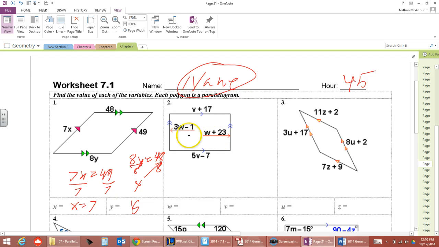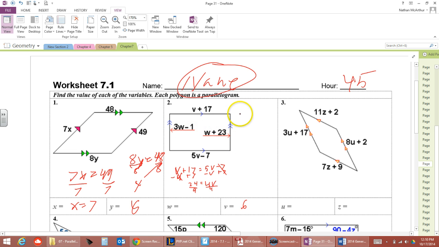So this is the same idea. These two opposite sides are equal to each other. So this might take a little bit more work, but I say v plus 17 is equal to 5v minus 7. So I'm going to subtract v from this side, and I'm going to get 4v. I'm going to add 7 here, and that goes away and that goes away. This gets me 24. So I divide by 4, and I get v equals 6.